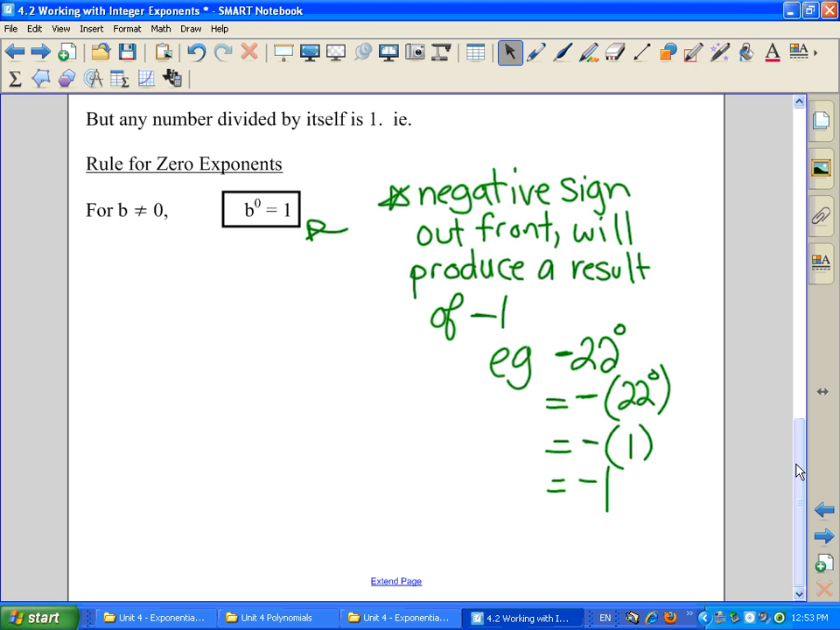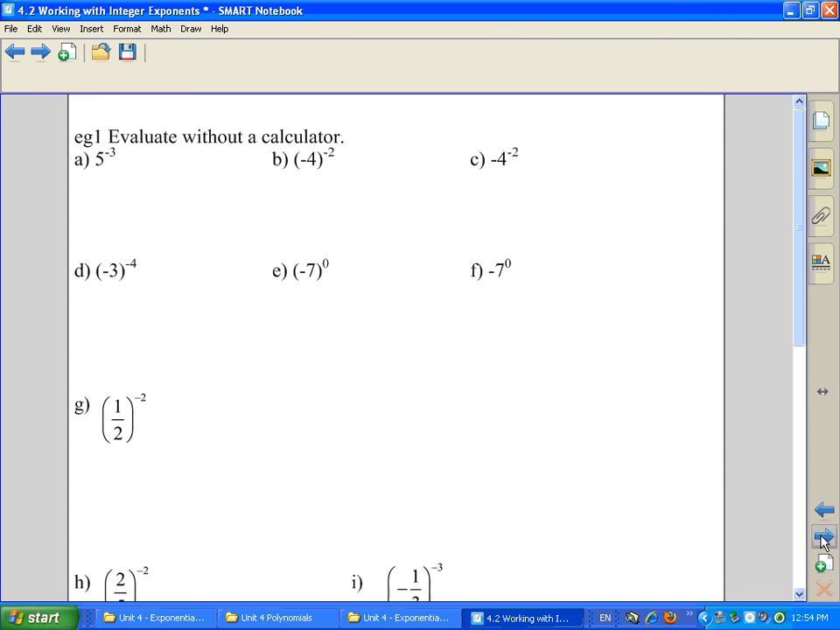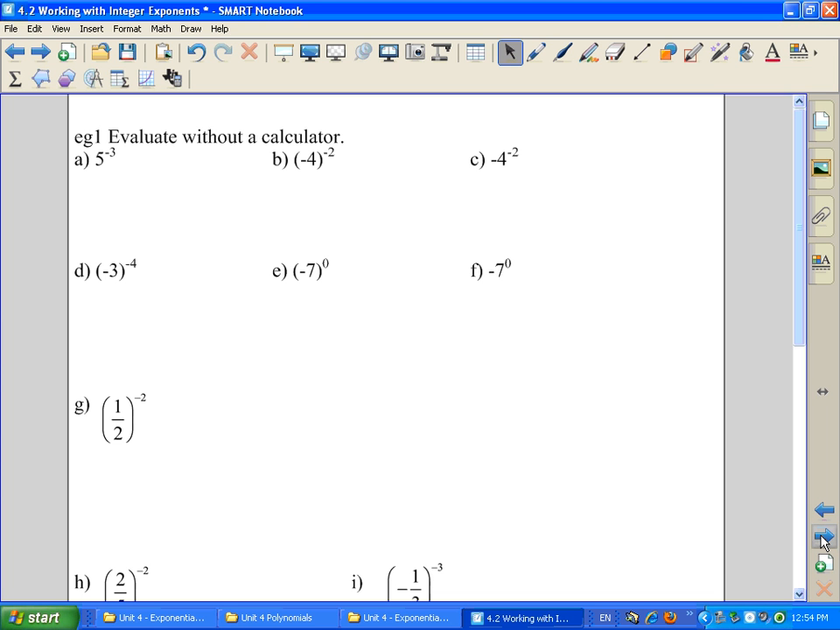All right, now that we have explored these exponent laws, let's practice doing some integer work without using the calculator. I.e., you're going to use these exponent laws that we've just learned. Okay, so evaluate without a calculator.